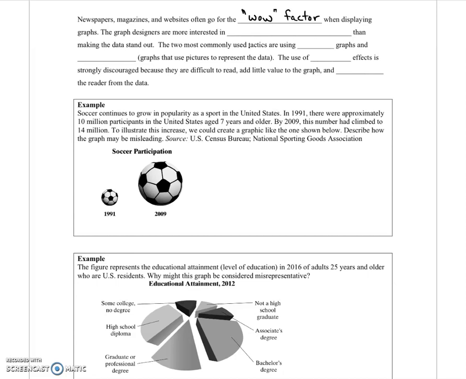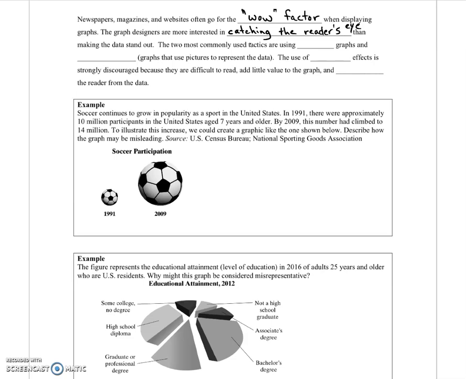The graphic designers and the editors are generally more interested in catching people's eye. So they need money, they need their readership to stay high. So they're more worried about that than they are making the data stand out or displaying the data in what we would consider a mathematically correct fashion.